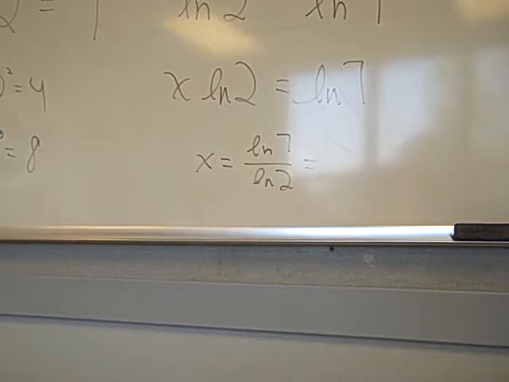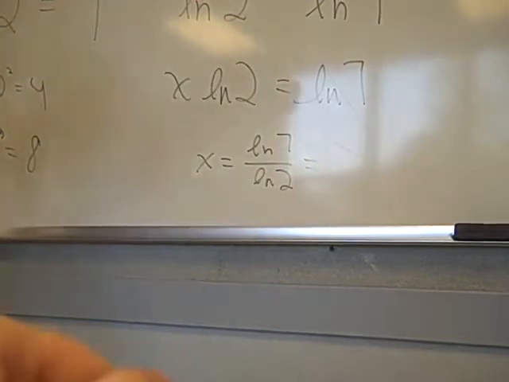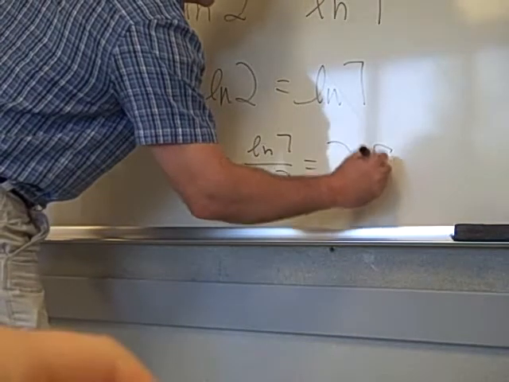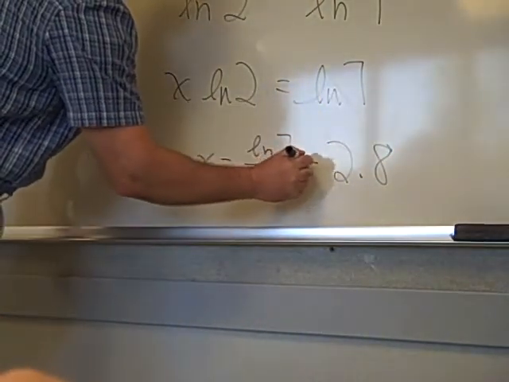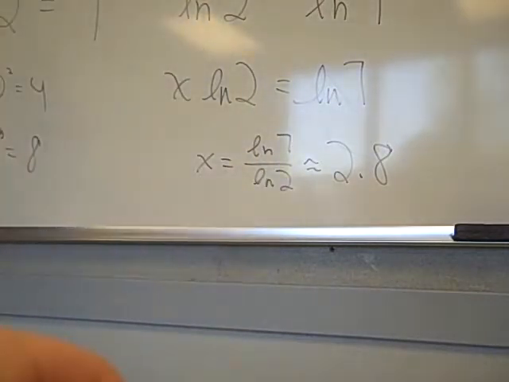Okay, natural log of 7 divided by natural log of 2. 2.8. Did you call that? I said 2.7. All right. It's about 2.8 actually, 2.807. Perfect. Good. Incidentally, this is another case where we've sort of reinvented or re-demonstrated the change of base rule.